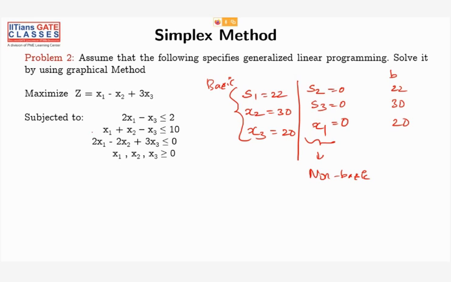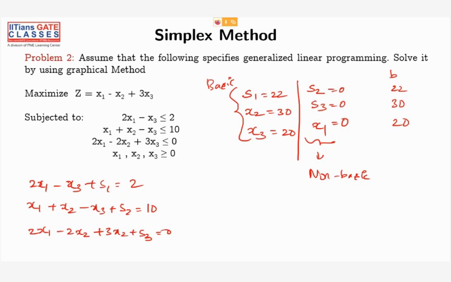So let me write this equation: 2x1 minus x3 plus s1 is equal to 2, x1 plus x2 minus x3 plus s2 is equal to 10, minus 2x2 plus x2 is equal to s3, sorry, equal to 0. And your objective function is x1 minus x2 plus 3x3 plus 0s1 plus 0s2 plus 0s3.